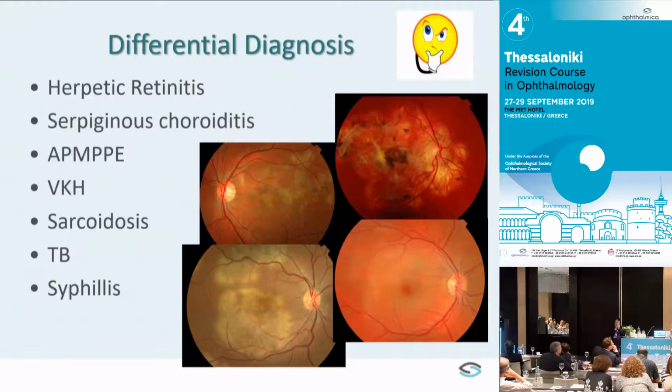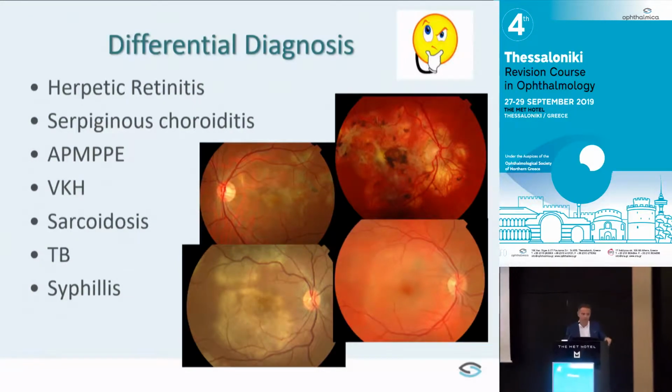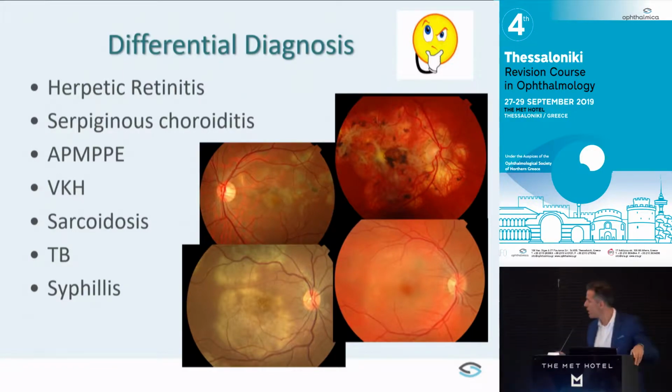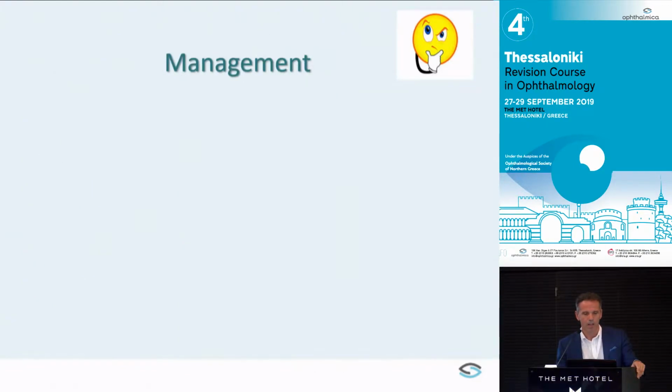Now, all those things are probably things that you have to exclude, and they are at the back of your mind. Certainly, AMPPE is the first thought, although I think it's a bit atypical, but with this hypo and hyper and those multiple lesions, this is the first thing that you have to think. What would you do?